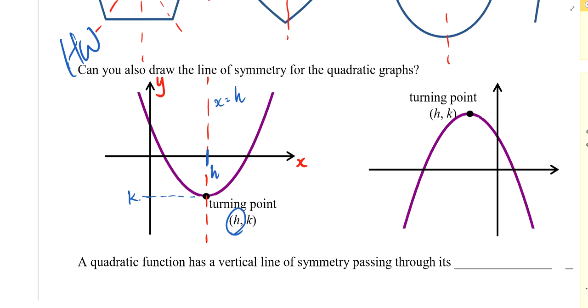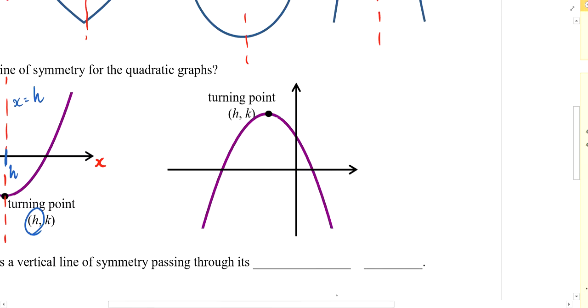Positive. Okay, let's do the same for the other parabola. Line of symmetry must cut through the turning point. So we also must label the line of symmetry. This will be x equals to h again. Okay, this value over here is h. H in this case will be a negative value.